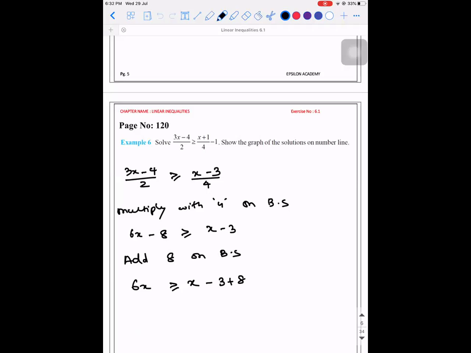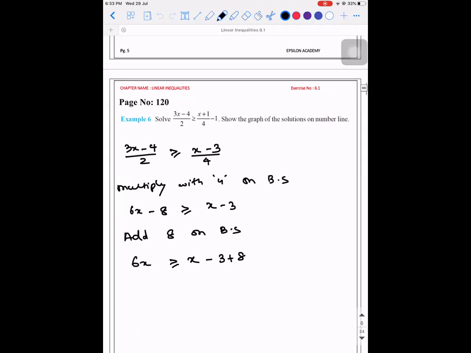X plus 1 by... subtract the 1 from the... Yes, sir, you forgot the 1. Yeah, I forgot the 1, but I took the LCM and directly wrote it. Oh, okay. I took the LCM and wrote it. I saw that one.